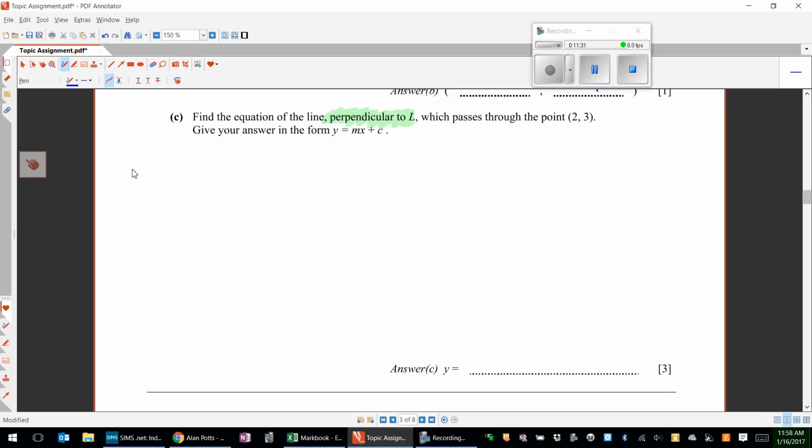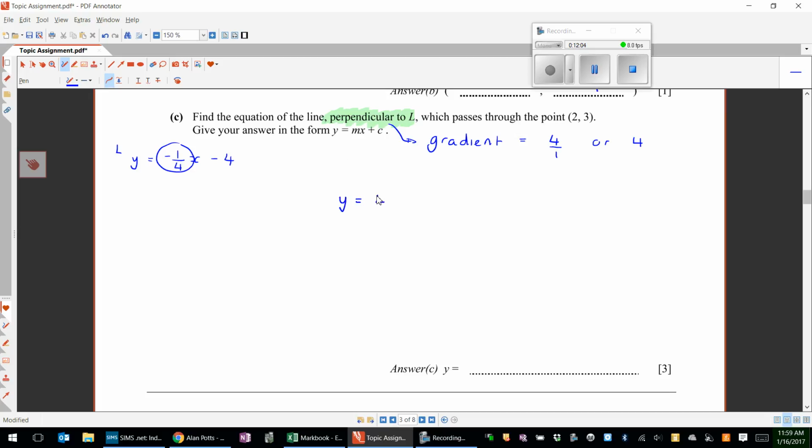So, if line L is y = -1/4x - 4, perpendicular means something to do with the gradient. So the gradient will be 4 over 1. It is negative here, so it must be positive, and it's 4 over 1, or just 4. So that means we have an equation, y = 4x.